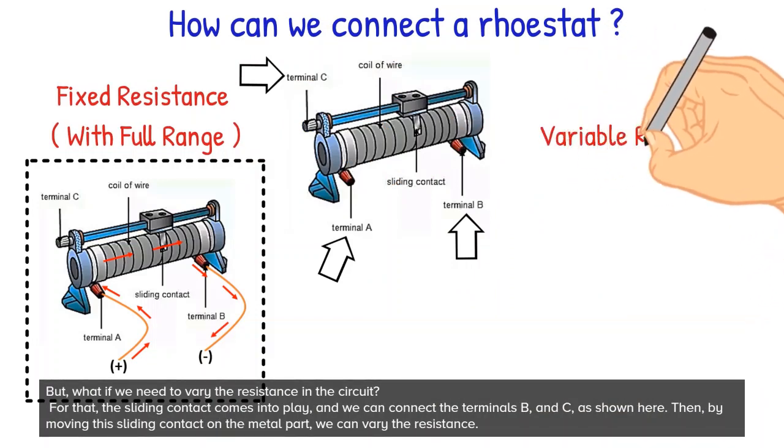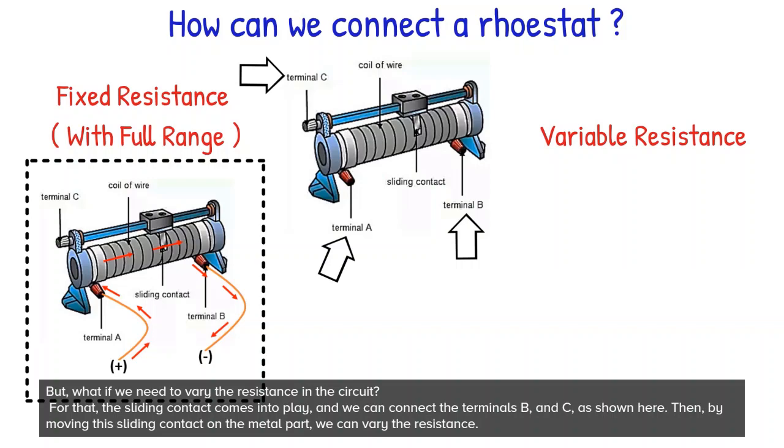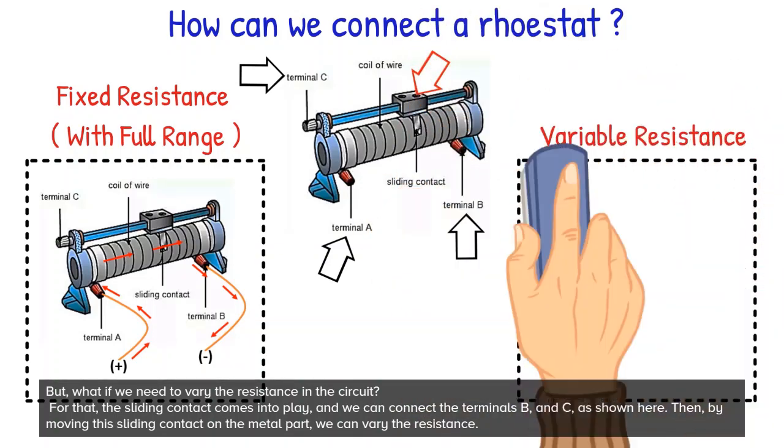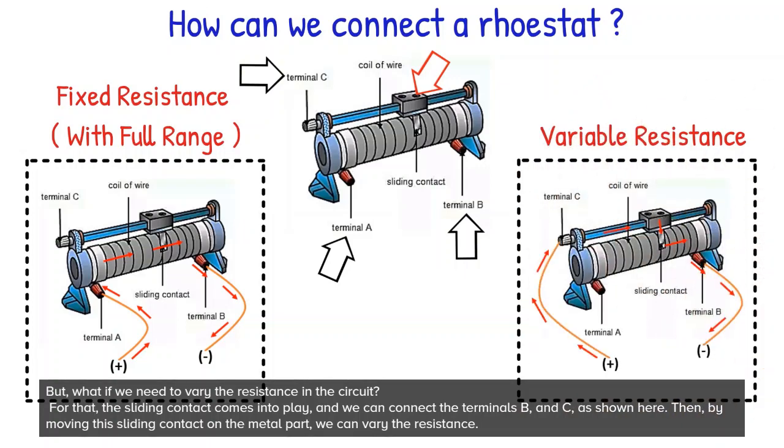But, what if we need to vary the resistance in the circuit? For that, the sliding contact comes into play, and we can connect the terminals B and C, as shown here. Then, by moving this sliding contact on the metal part, we can vary the resistance.